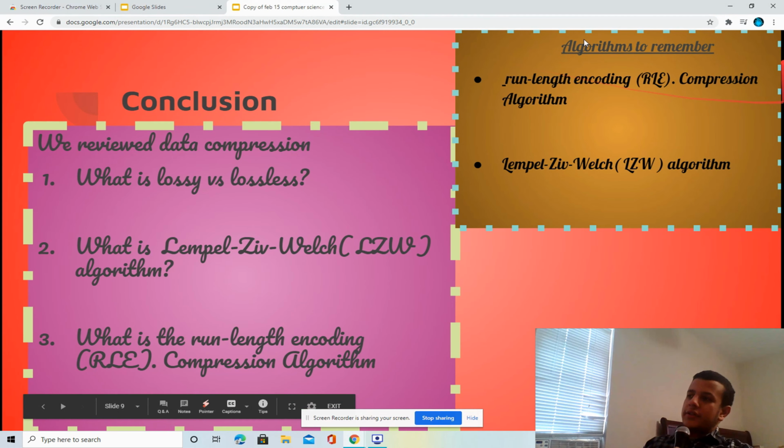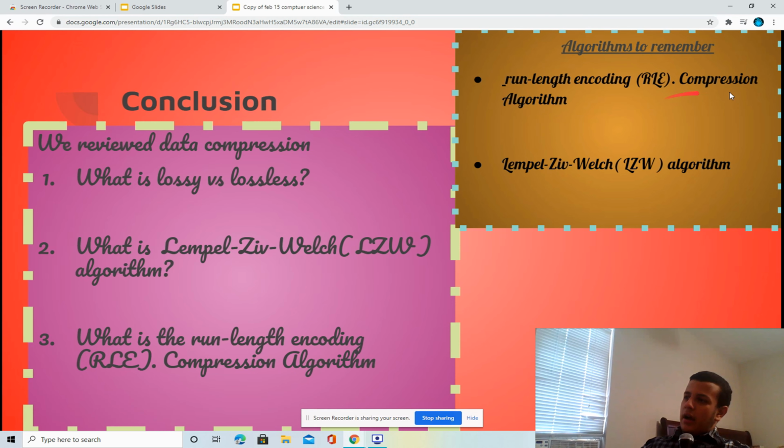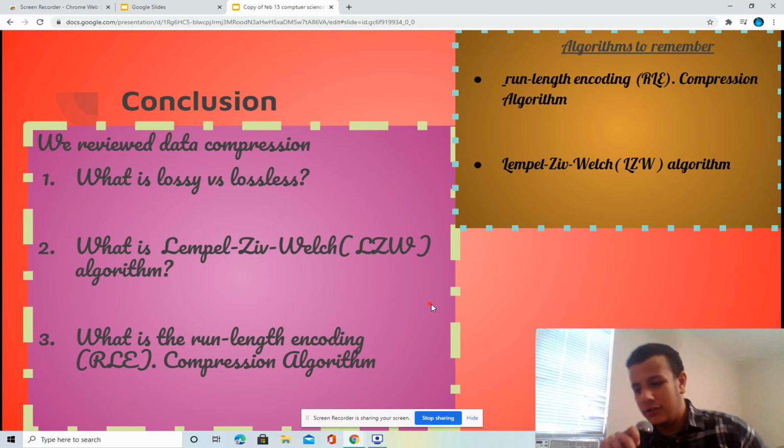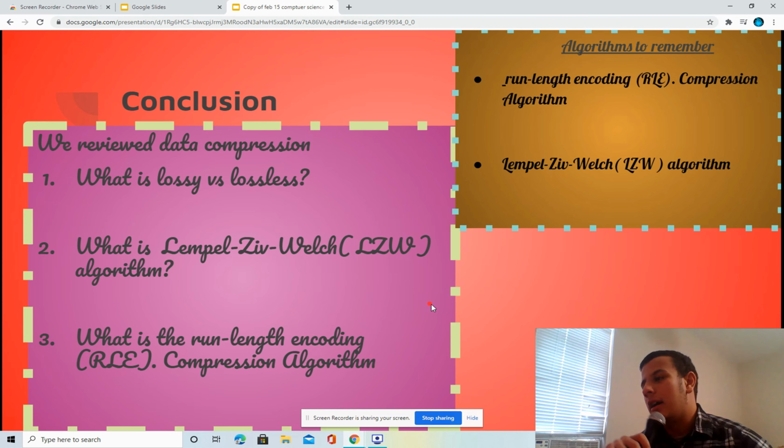Then, important algorithms to remember for this unit were the run length encoding algorithm and the Lempel-Ziv-Welch algorithm. Again, run length encoding is image compression, and Lempel-Ziv-Welch is the text compression algorithm. That's pretty much it for this unit, but I just wanted to review and make sure y'all understood everything before testing y'all.